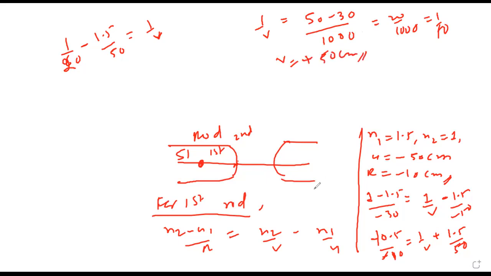So we are getting plus 50. That means here we are getting the image. Copy the first part. For the second rod, this is the first medium and this is the second medium, because from here light will emerge and go.